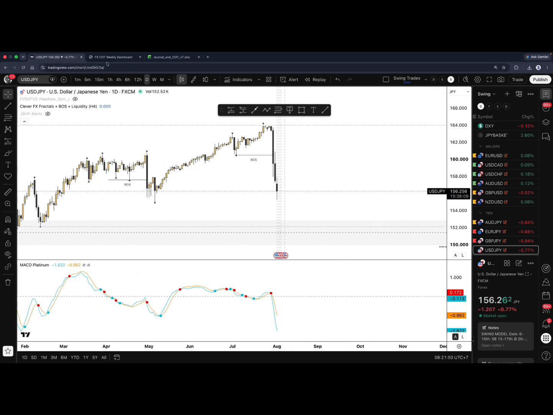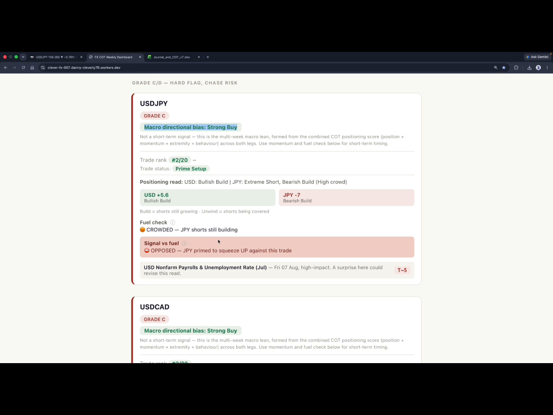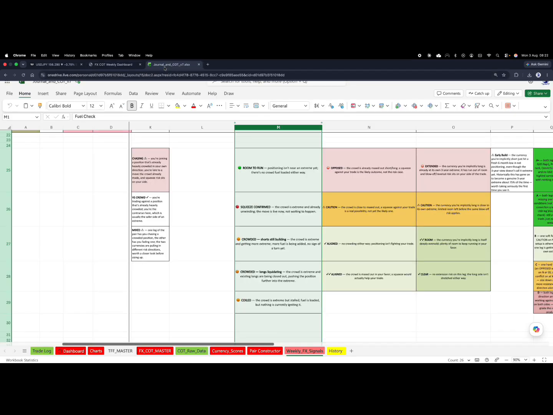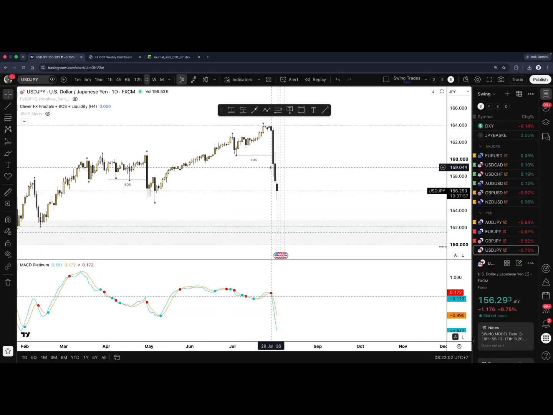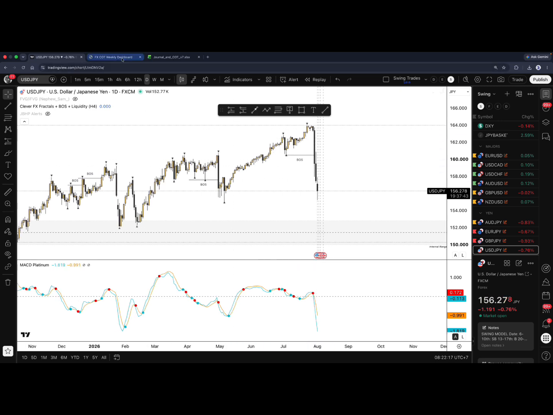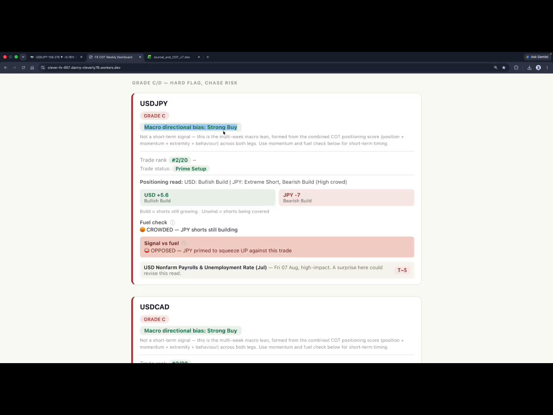I said that this read here, this even last week was printed. So we were looking around about the last week or so of July. And then if we go back here, when did this actually turn? So the 28th of July. So that would have been published maybe about the 24th of July, giving us an early warning signal. And then what happened? It completely fell. No longer the strong buy because of the signal versus fuel.